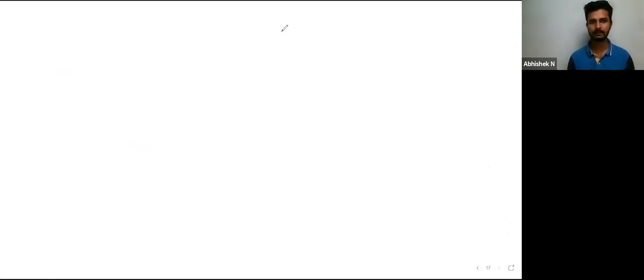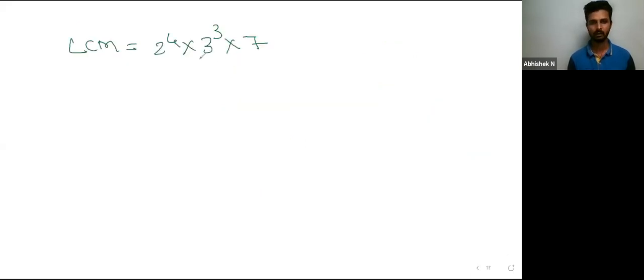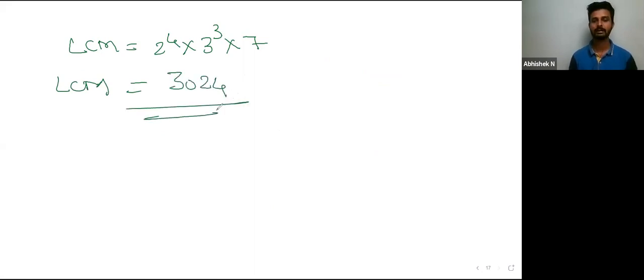And what about LCM? LCM is 2 to the power 4 into 3 cube into 7. You can see here, just consider 2 to the power 4 and 3 to the power 3 and 7, these 3 terms. Then you get LCM equal to 3024. So now we got LCM and HCF.